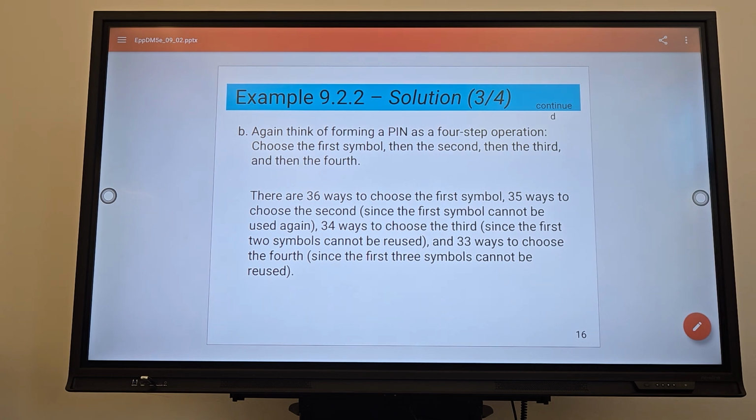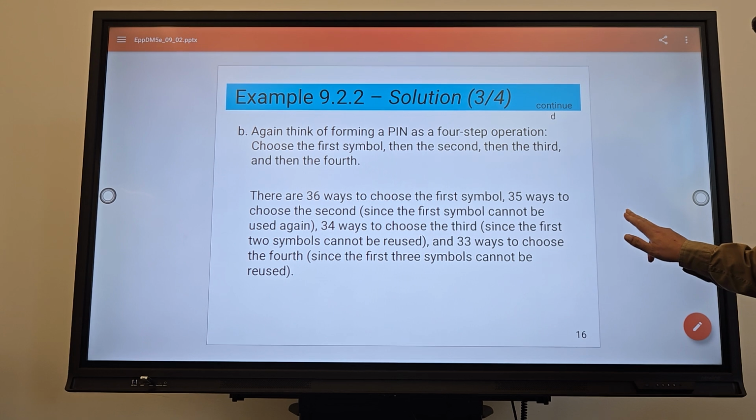For forming a pin without repetition, you choose the first symbol, then the second, third, and fourth. There are 36 ways to choose the first symbol, 35 ways to choose the second, since the first symbol cannot be used again, 34 ways to choose the third, since the first 2 symbols cannot be reused, and 33 ways to choose the fourth, again, because the first 3 symbols cannot be reused.